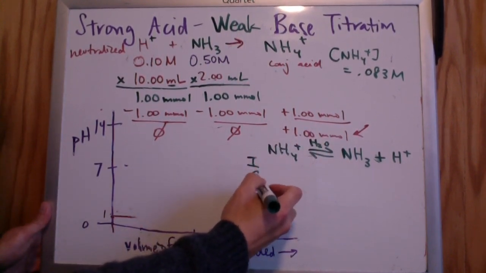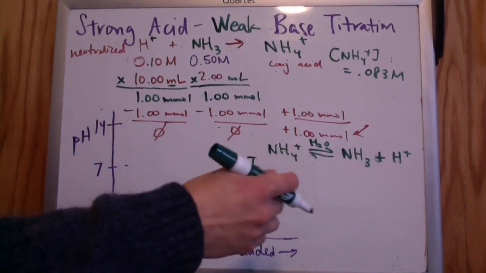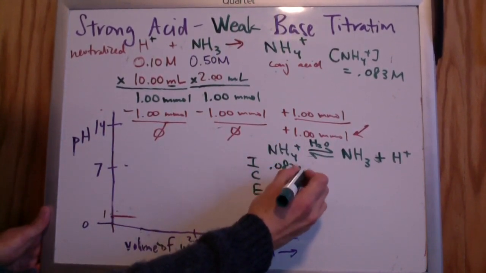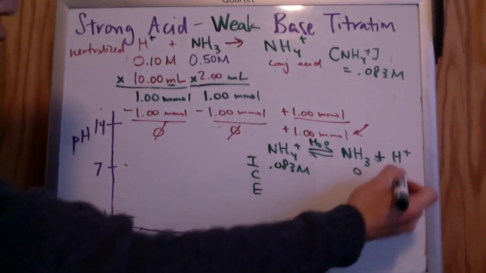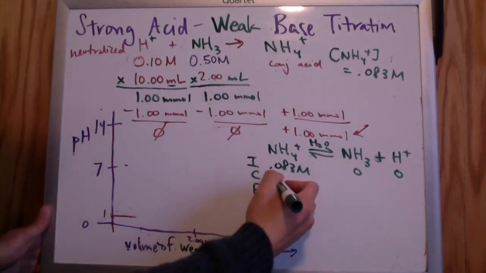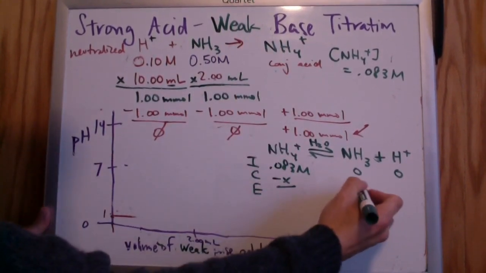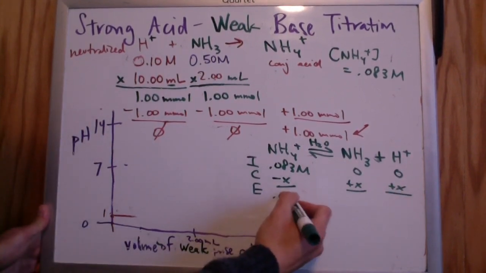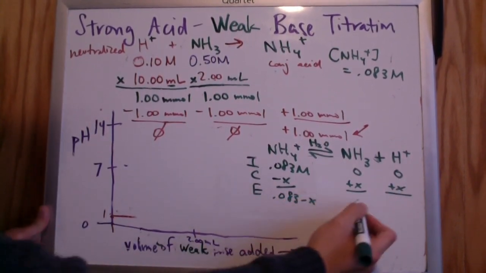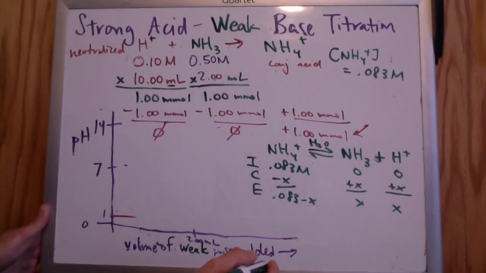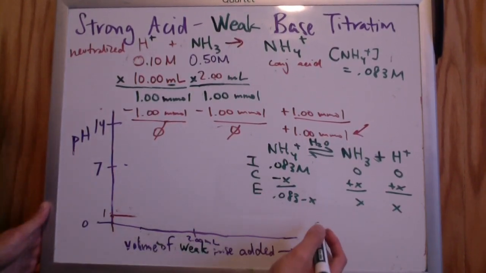And this is like what we had done in the past with the pH of a weak acid. We'll take 0.083 molar. We have none of those initially to account for this in terms of what's left over. And then we do our minus x, plus x, plus x. And then we do 0.083 minus x, and we have x, and we have x. And now what we do is we do our Ka.